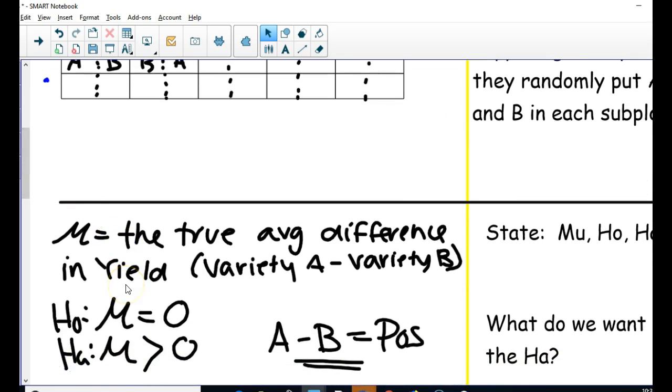Anytime we have matched pairs, we're going to assume that the difference is 0, meaning there's no difference. Then we want to try to prove that there is a difference. And we want to try to prove that the variety A plant is better, so it produces more, which means we want a positive number.